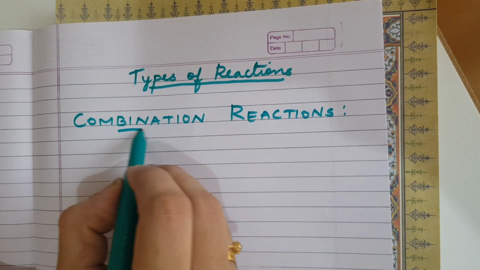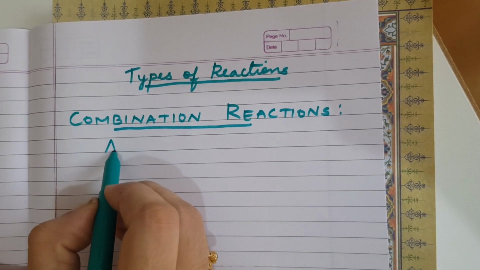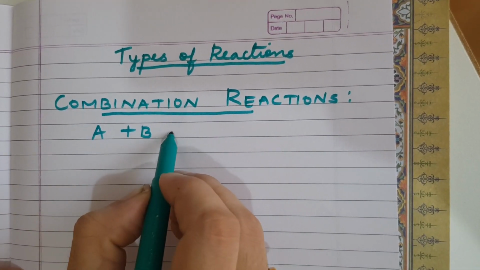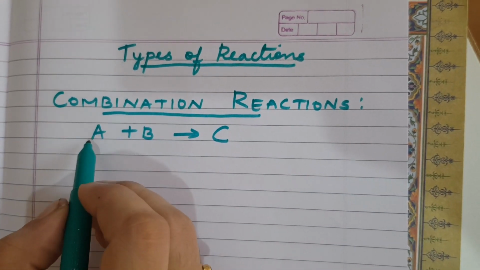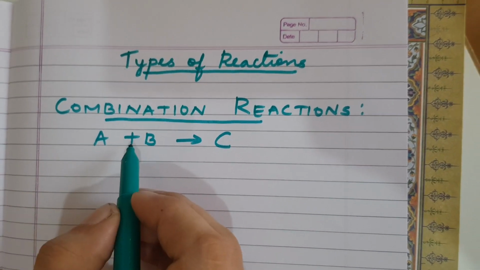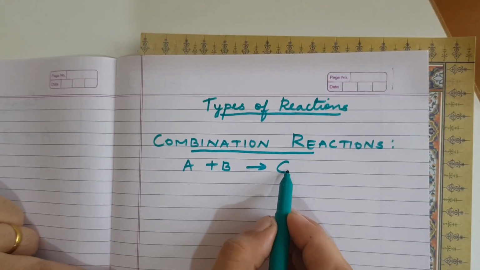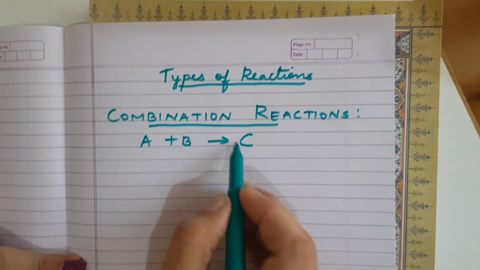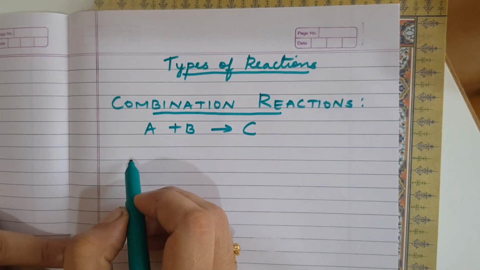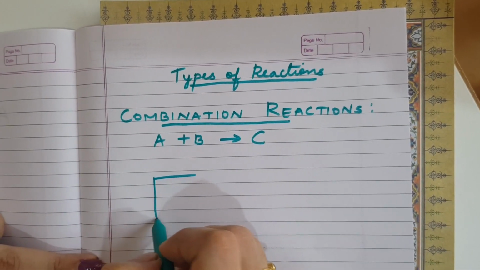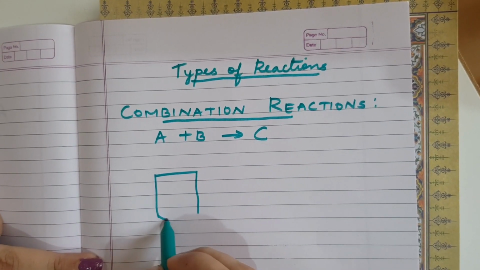Let's see an example, a general example. We generally represent a combination reaction like this: A plus B combining to give C, where A and B can be elements or compounds, and they join or combine to give a single product, that is C. One example of this reaction is the reaction between quicklime and water.